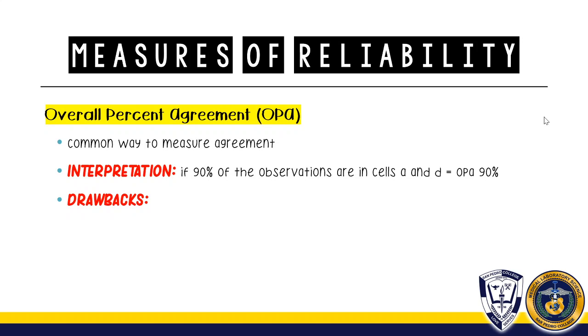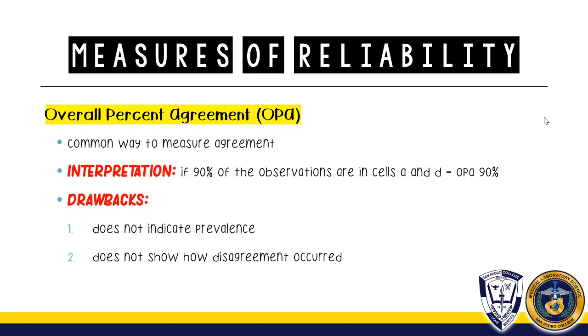So what is the drawback of using overall percent agreement when measuring reliability? Number one, it does not indicate prevalence. It does not show how the agreement occurred, and agreement might be due to chance alone. You can equate your overall percent agreement to what we discussed regarding absolute risk. It is general, which is why we look at it. In your absolute risk, we do not look at the non-exposed. The same here with your overall percent agreement: we also do not look at the disagreements that occurred.